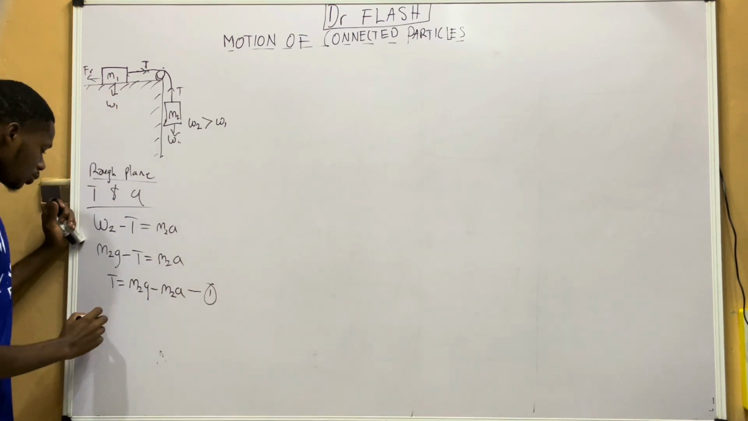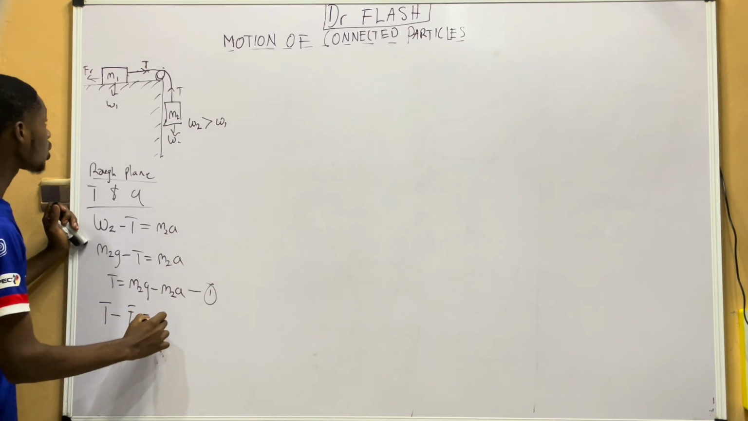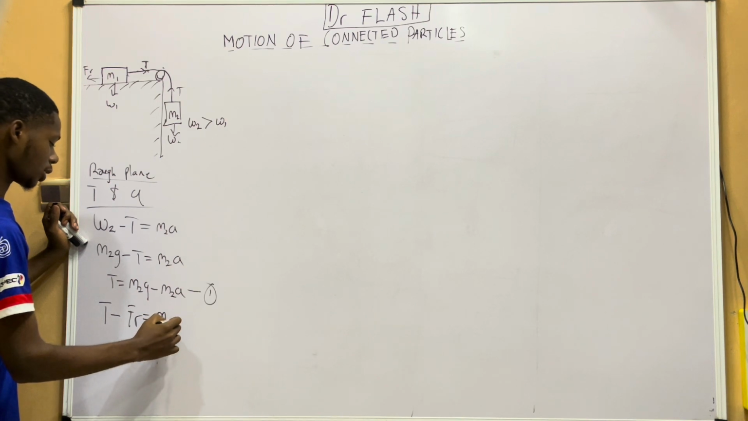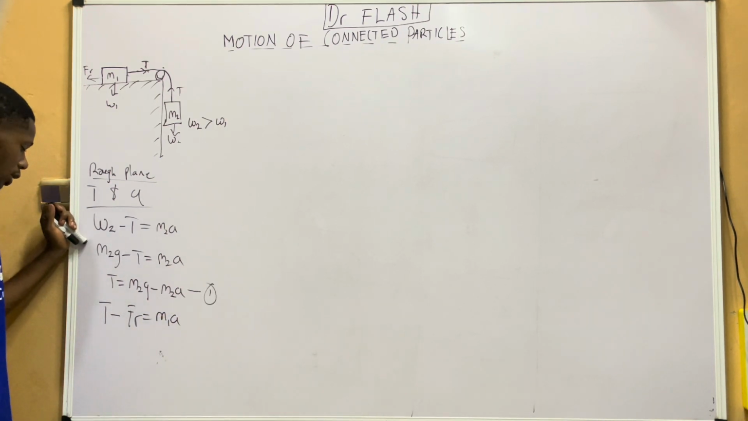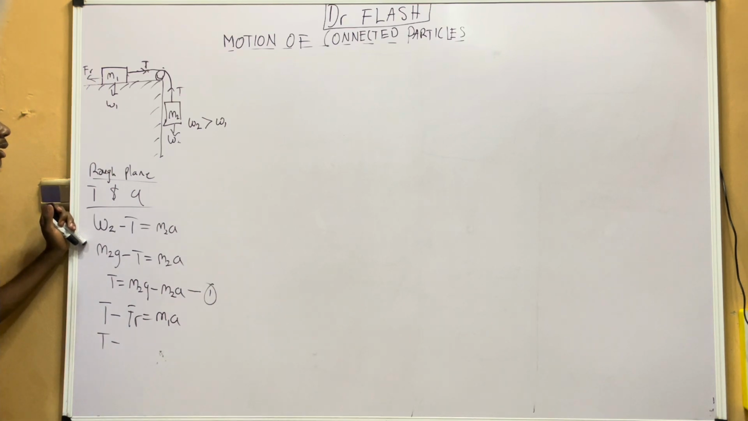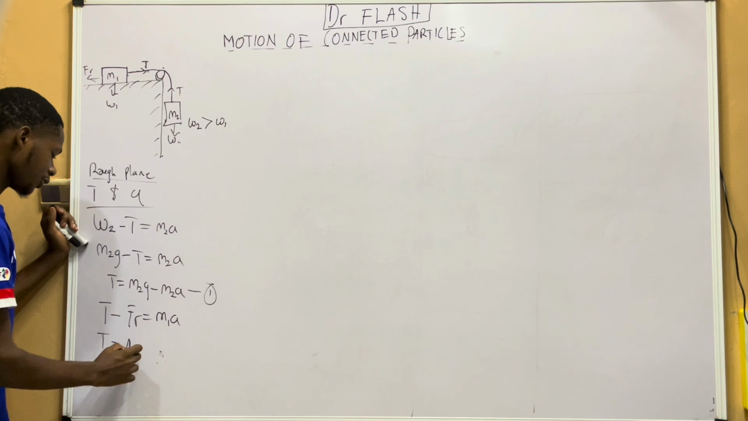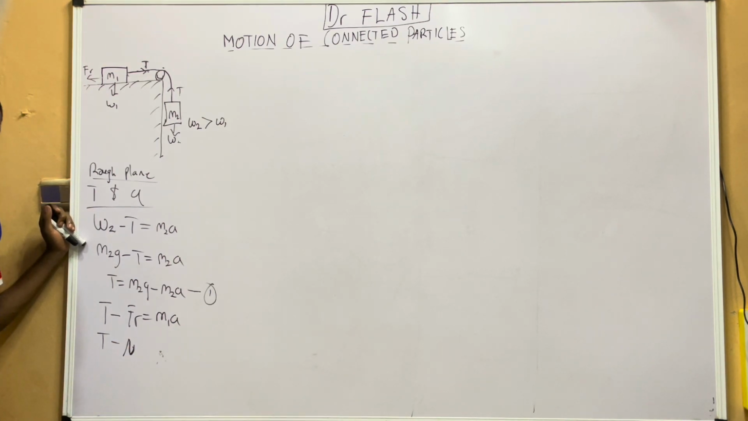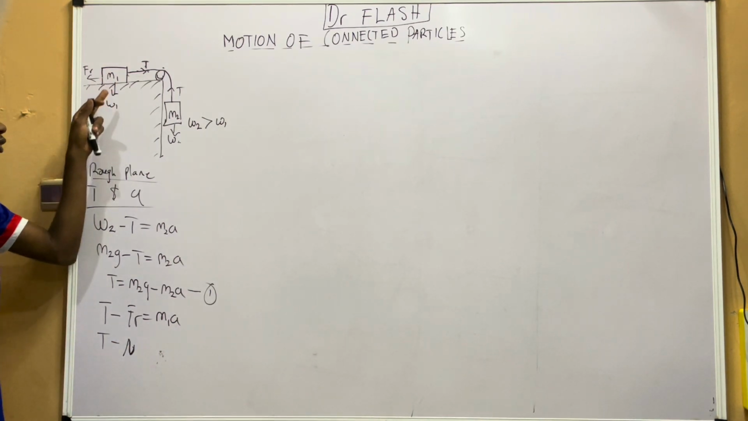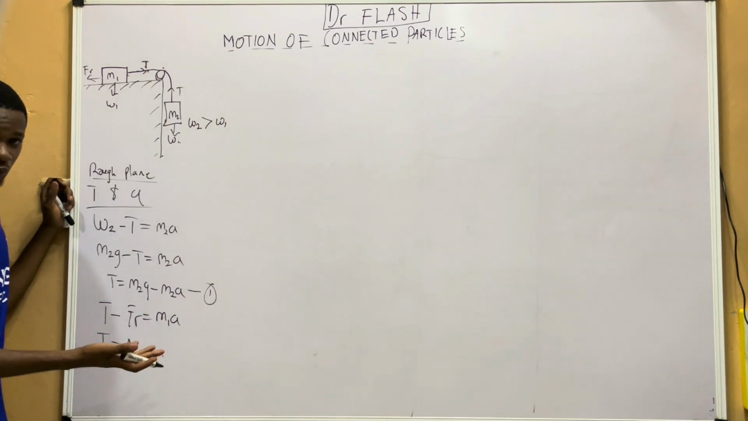So we're going to have as well T minus frictional force equals mass, which is m1, times the same acceleration. Now in this case we do know that frictional force is mu times the normal reaction. That's the coefficient of friction times normal reaction. Now for a body that is resting horizontally on a plane, the normal reaction is mass times gravity, which is equal to the weight.